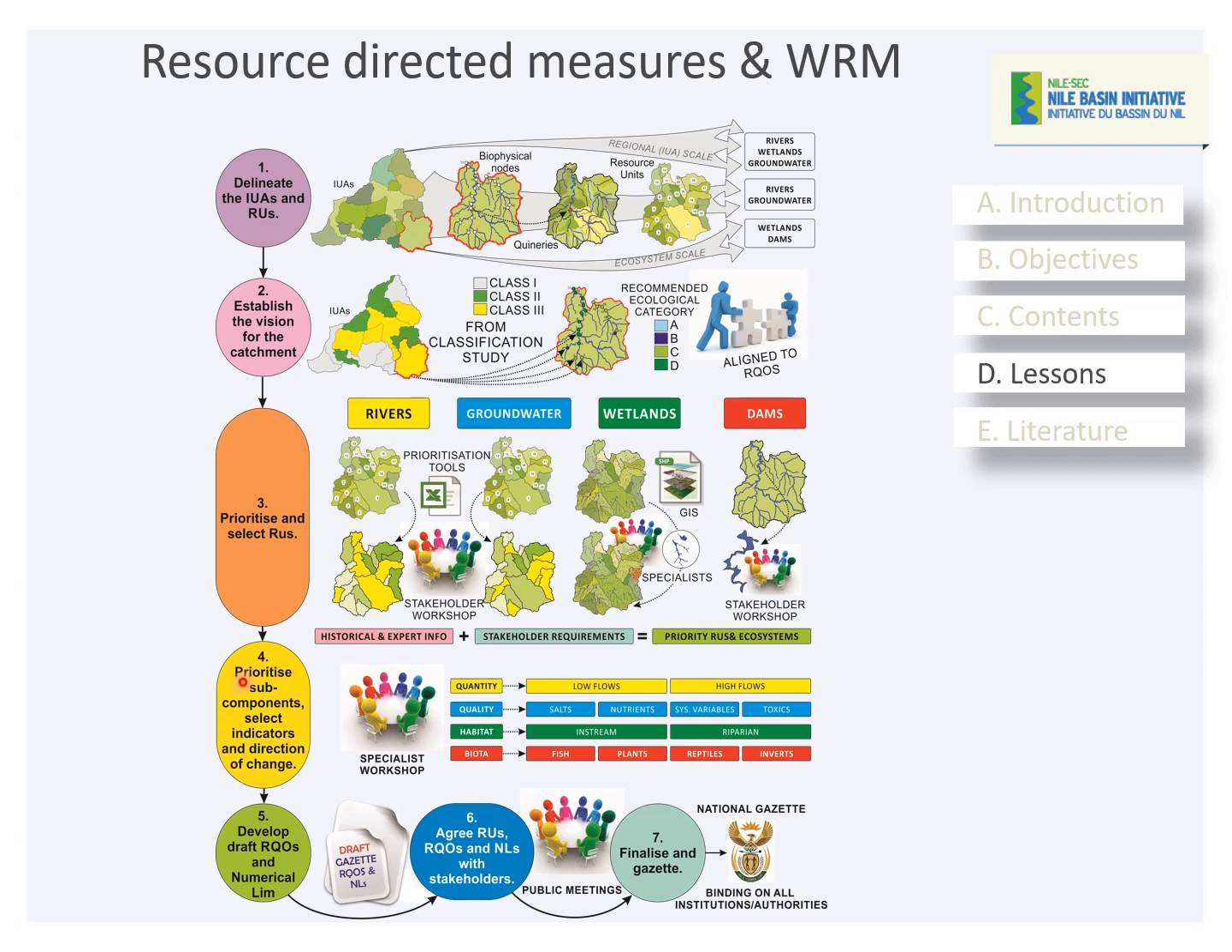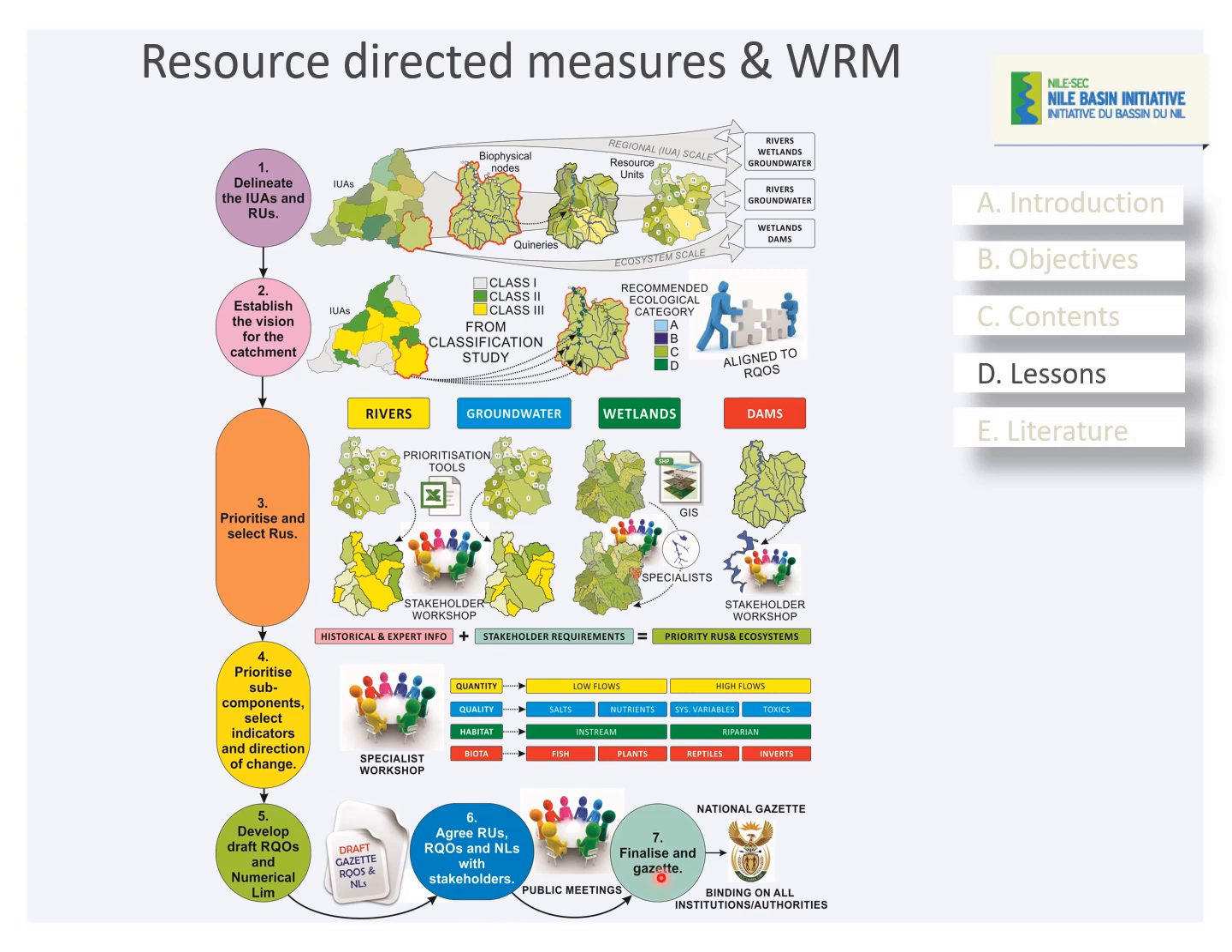In terms of prioritization subcomponents, selection of indicators and direction of change, at that specialist workshop we would consider quantity, quality, habitat and biota. Low flows or high flows, that you see comes from environmental flow determination studies. For quality we considered salts, nutrients, system variables and toxicants. Habitat, in-stream and riparian, we focused on those different types of habitats for water resources. Biota, fish, plants, reptiles, invertebrates, mammals, any amphibians, any organisms that were important, that can be used to represent that balance. We would then go through the process of developing the draft objectives, numerical limits, and take that back to stakeholders where we would agree on those numerical limits with stakeholders.